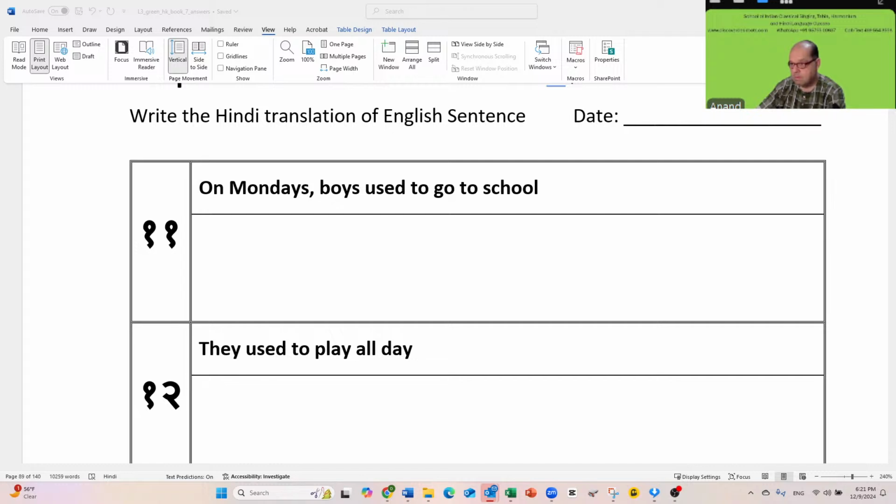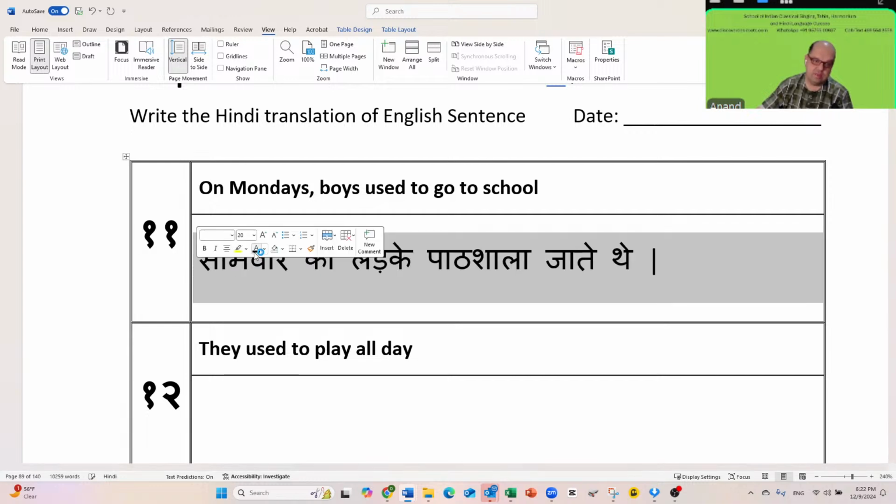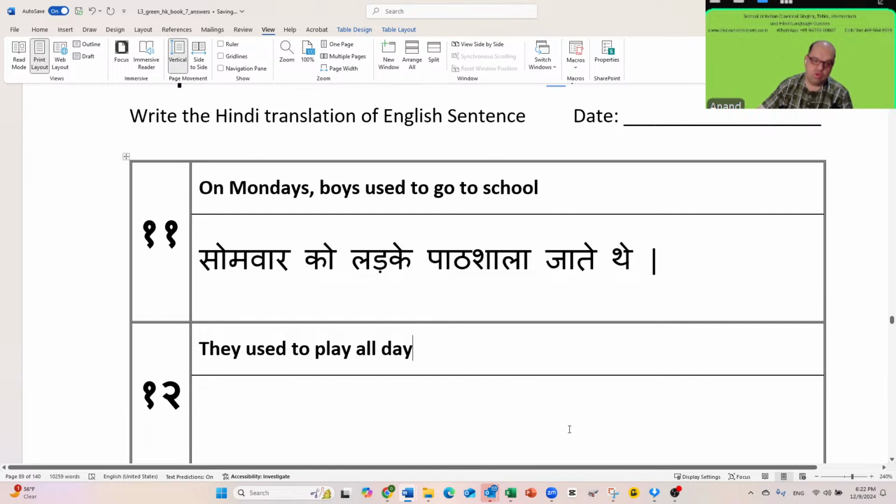सोमवार को लड़के पाठशाला जाते थे. सोमवार को लड़के पाठशाला जाते थे. Very good. Everybody got this?